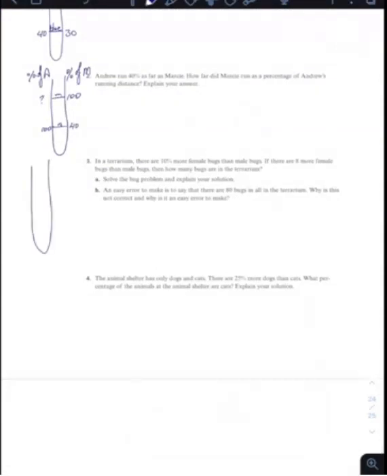In a terrarium, there are 10% more female bugs than male bugs. If there are 8 more female bugs than male bugs, then how many bugs are in the terrarium? So there's percent, there's bugs. There are female bugs and male bugs, and the difference is 10%. 10% of what?